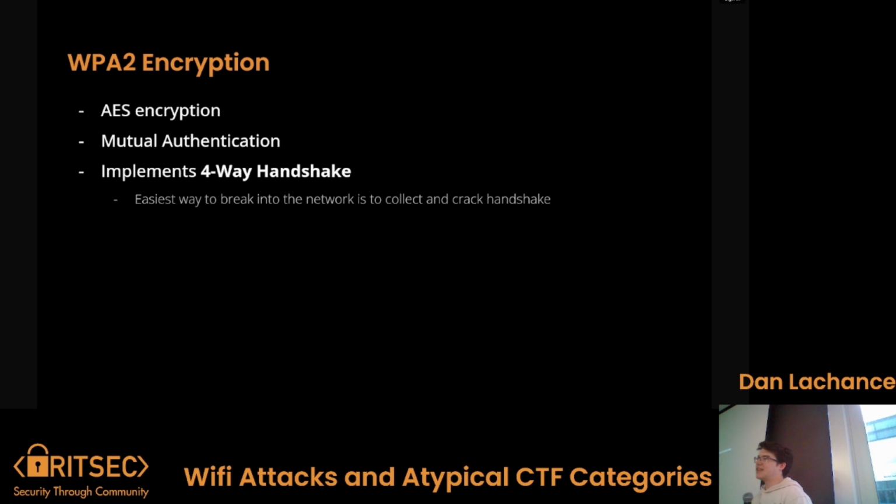And in order to actually view all of the traffic, you have to first break the 4-way handshake. And once you break the 4-way handshake, then you can get the actual Wi-Fi network password. And that's the easiest way to break into the network and collect the cracked handshake.